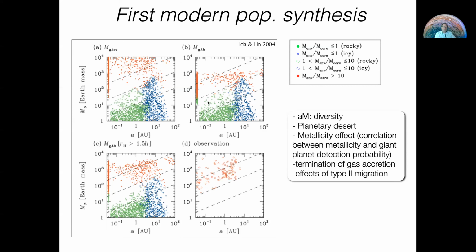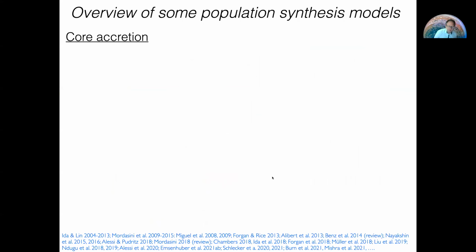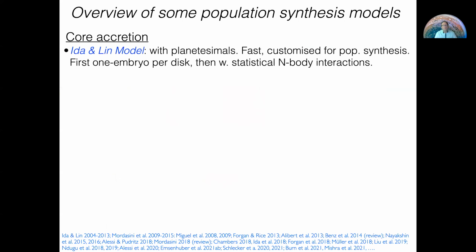They also looked at what are the consequences. This is here, these different models of different termination laws for gas accretion, and they also studied the effects of orbital migration. Nowadays, there is quite a number of population syntheses on the market, and I'm not giving you all of them, but some of them. So the Ida and Lin models we just heard about, core accretion with planetesimals. So this is a very fast, customized model for population synthesis. And as I said, it first had the one embryo per disk approximation, and then the statistical n-body for the interaction.